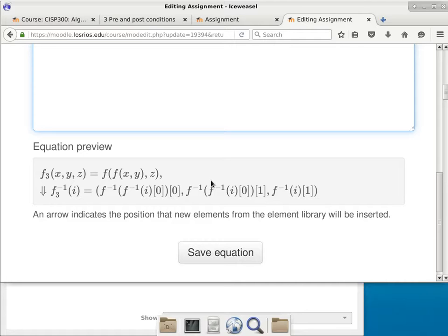Yep. Is it imperative that the numbers be in that order? No, you can reorder. There are 6 ways to do it. It's just that your F3 has to be consistent with your F3 inverse. So however you combine the numbers, it has to be the way you split the numbers. That's the only part that has to be self-consistent. Any other questions?